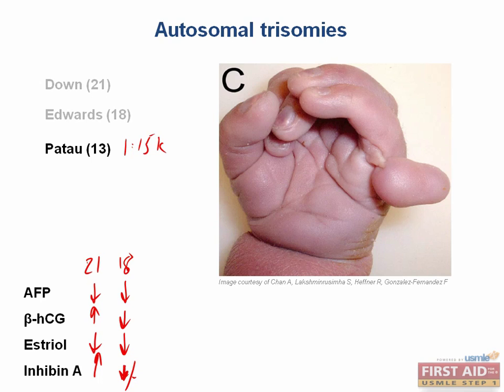For this one, we won't use a quad screen in the second trimester, but in the first trimester, you'll see low beta-HCG and low PAPPA, which, by the way, you would also see in the first trimester during Edwards syndrome, and also an increased nuchal translucency like I showed you in Down syndrome.